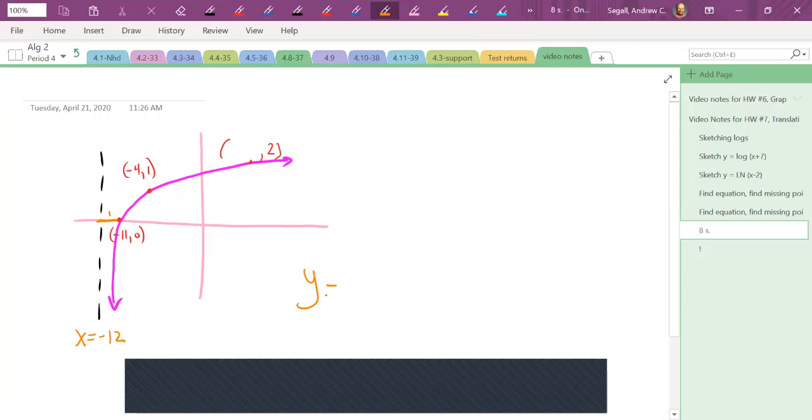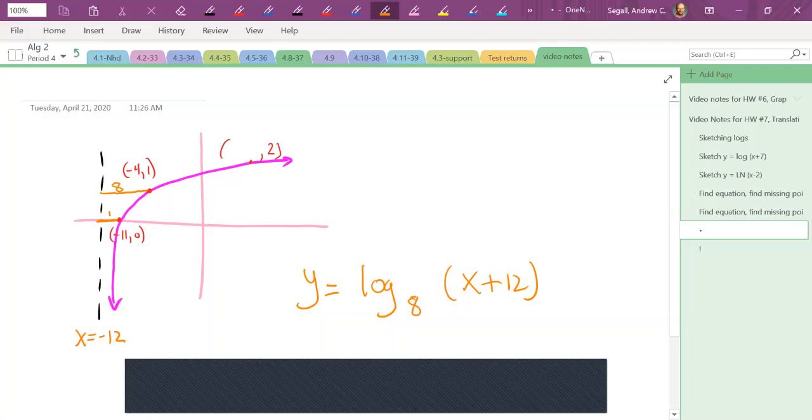So my equation is y equals log. I don't know the base yet, but I've moved 12 units left. So let's see here. If I'm at x equals 12, to get to x equals -4, that's a distance of 8. So now I know my base. My base must be 8.